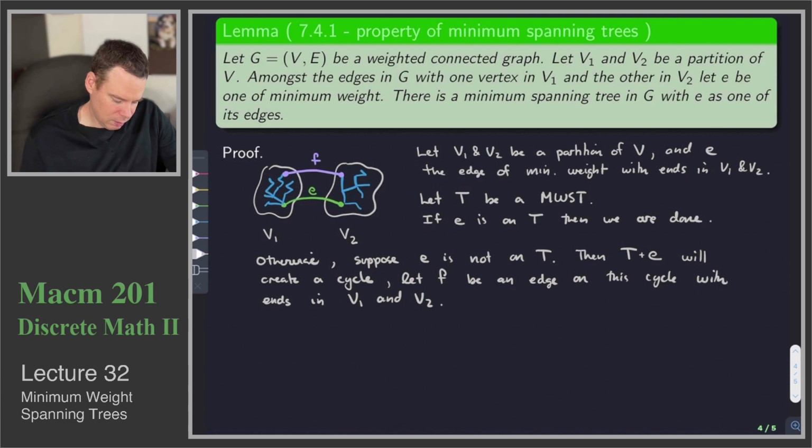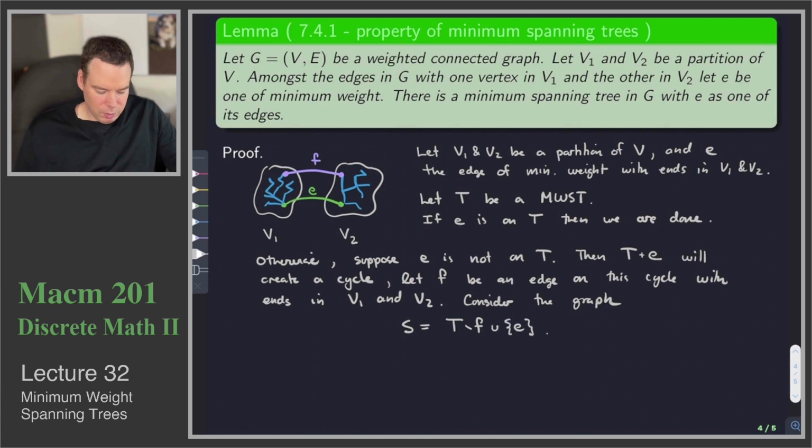And the way we do that is we will consider the graph S, which I get by taking T, removing F from it, and then adding the edge E to it. So I've removed F and added E. What can I say about this graph S? Well, S is a spanning tree.